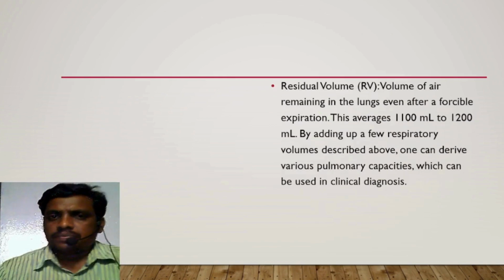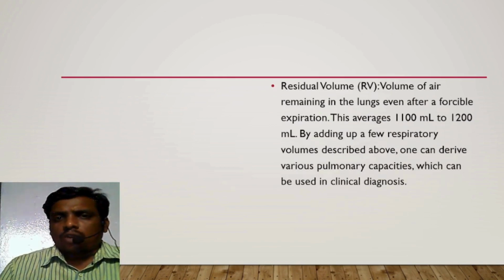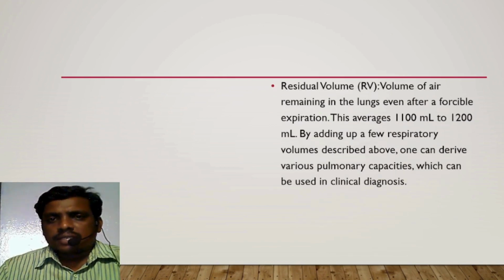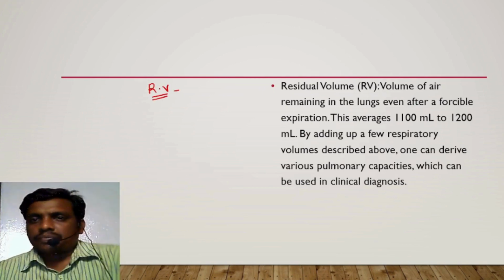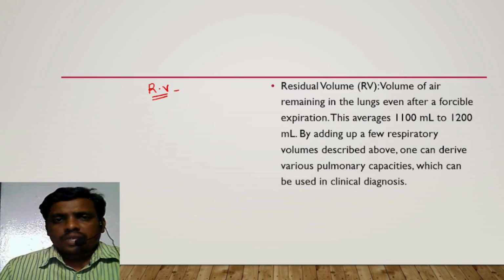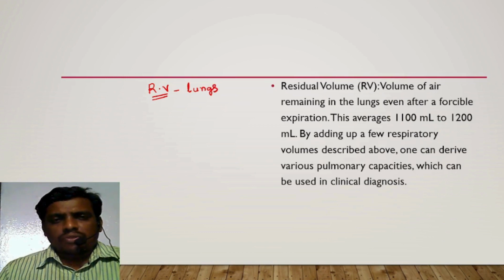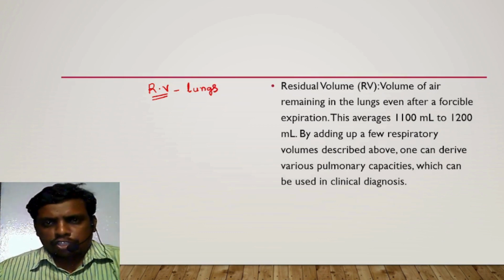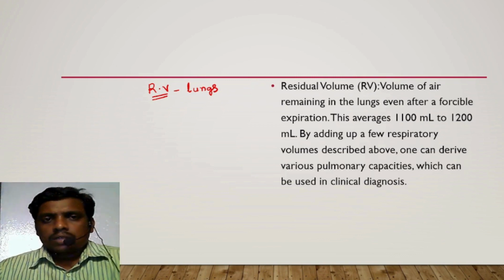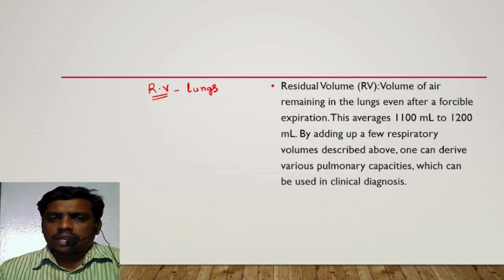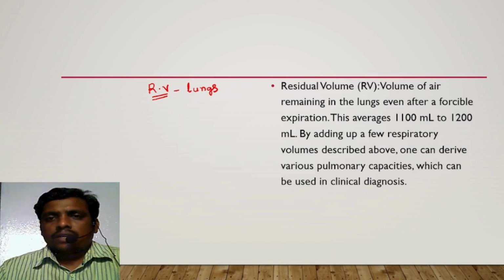Continue with the next one, residual volume. What do you mean by that? Residual volume, in shortcut it is called RV. The volume of air that remains in the lungs even after a forceful expiration. The average residual volume that remains in the lungs is 1100 to 1200 ml.